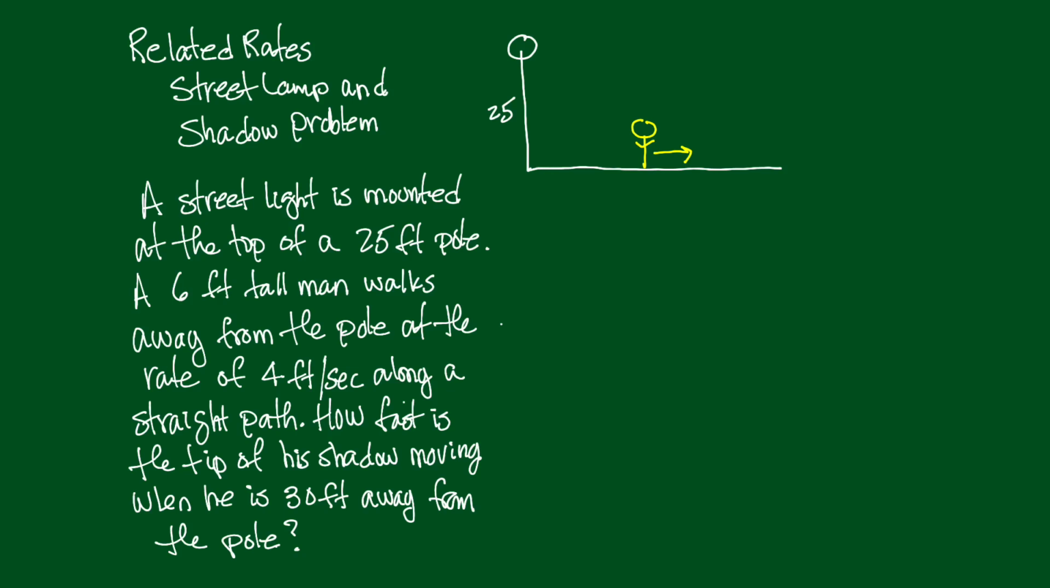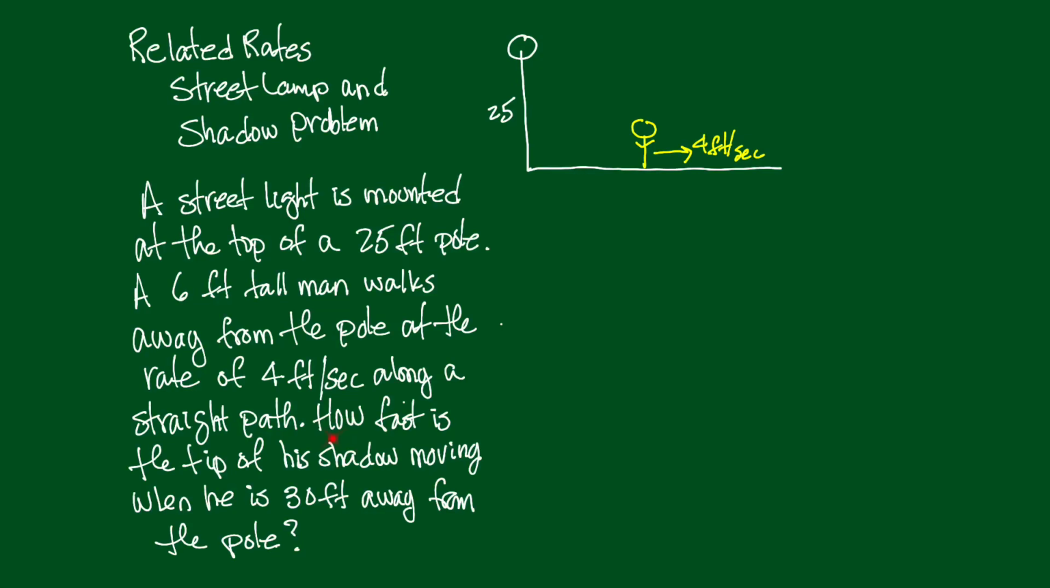Oh, now look at this, right? Rate. What do we think? We think derivative. And it's with respect to time, right? You have a fraction here. The top is in feet, the bottom is in time. So this is going to be with respect to time that we're going to differentiate. Rate, derivative, with respect to time. So he's walking away at 4 feet per second.